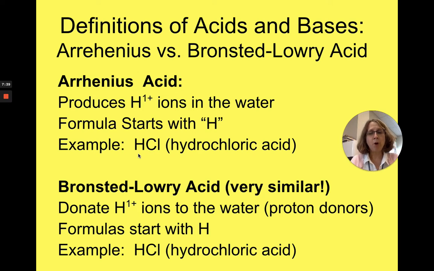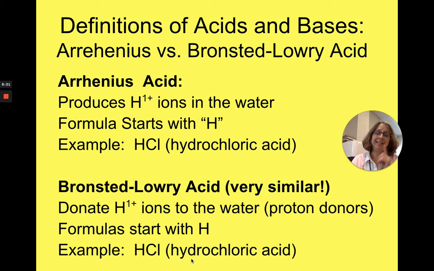Now, a Bronsted-Lowry acid is very similar, but we have a different way of expressing it. We donate hydrogen ions. They're called proton donors because a hydrogen ion is just a single proton if you think about it. They actually add protons to the water, and the water will take it and become something called a hydronium ion. But they donate. We like to use the word donate. They're donating, not just producing it, they're donating it to the water. Again, their formulas start with H, and pretty much Arrhenius acids and Bronsted-Lowry acids are the same. Hydrogen in the formula, hydrochloric acid is also a Bronsted-Lowry acid.